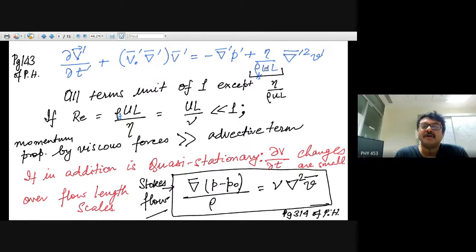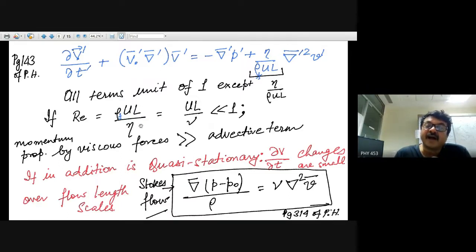If Reynolds number was small, then 1 by Reynolds number, this term will be much larger compared to this term, right? And other terms, so to change del V dash, del T dash, this will be much more dominant compared to this term. And then you can drop this term and you will have a linear equation. Okay, that's the advantage. This is the Reynolds number.